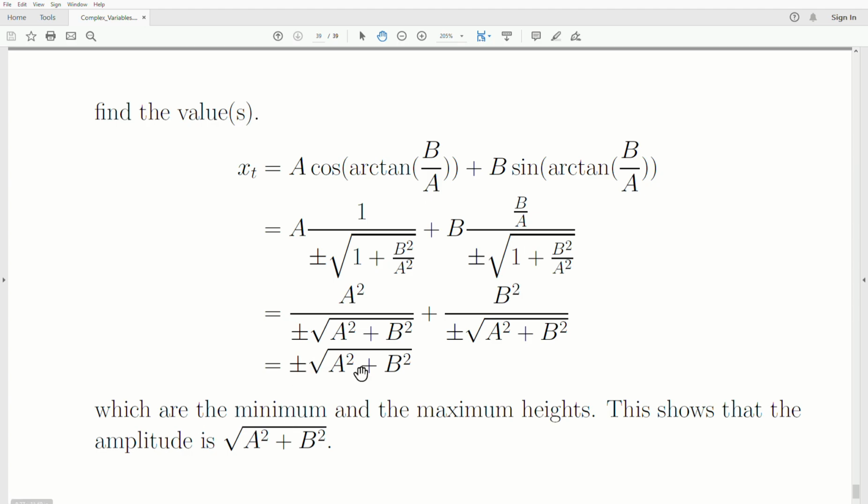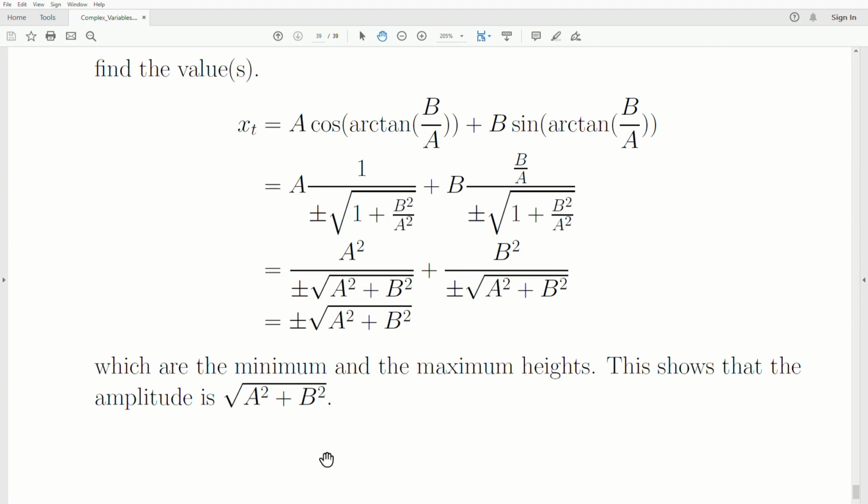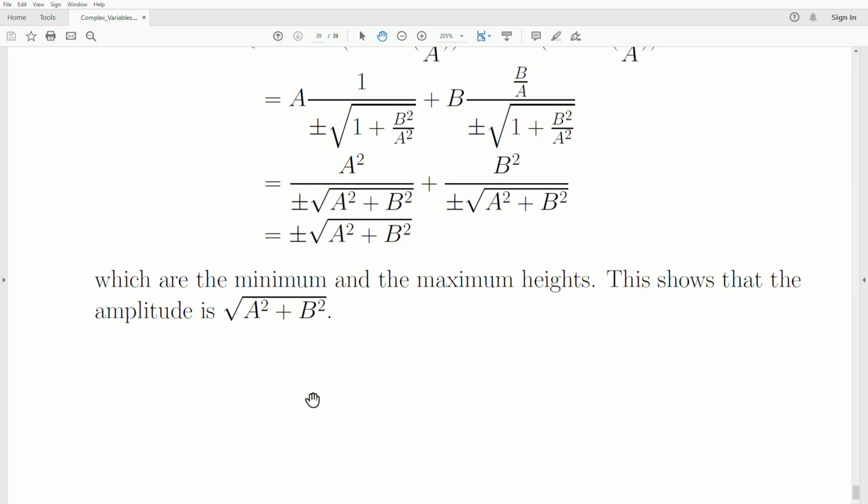So these are the minimum and maximum heights, which is what the amplitude is. So this shows that the amplitude is the square root of a squared plus b squared. And that's what we wanted to show, two different approaches.